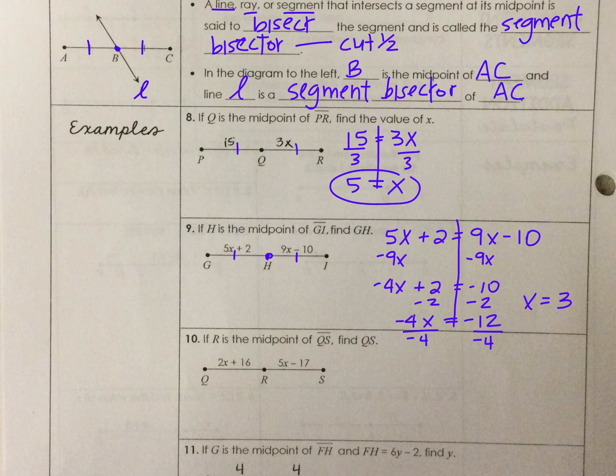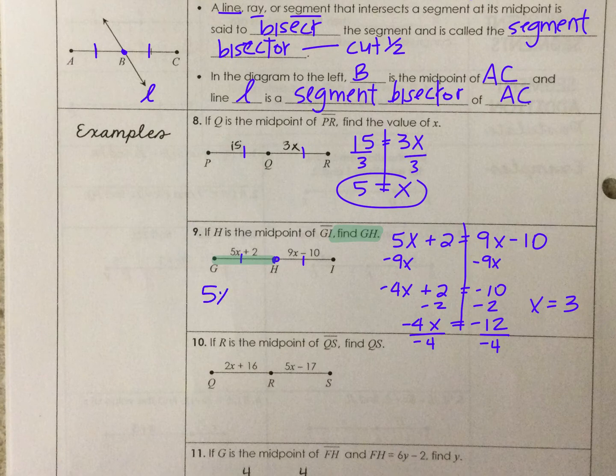X equals 3. But the directions say find GH. So I need to find that part right there. So GH, it tells me, is 5x plus 2. But good news, I know how much that x is because I figured out it was 3. 5 times 3 is 15 plus 2 is 17. So GH is 17.